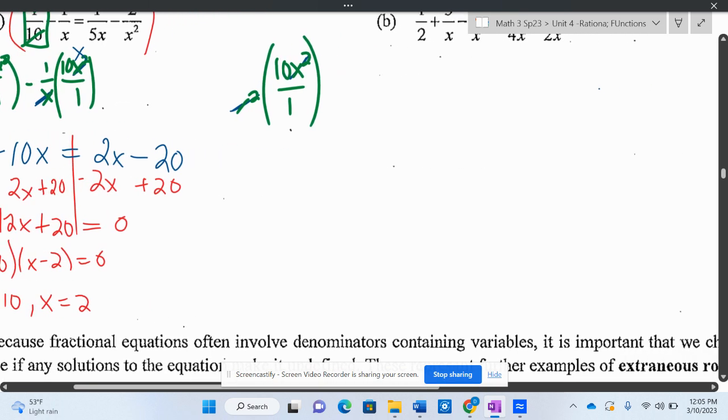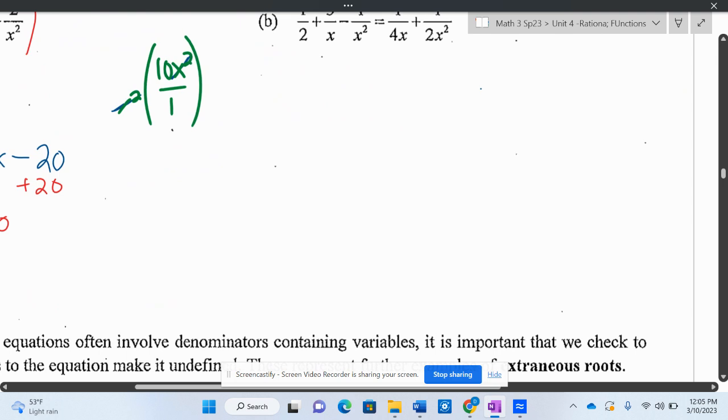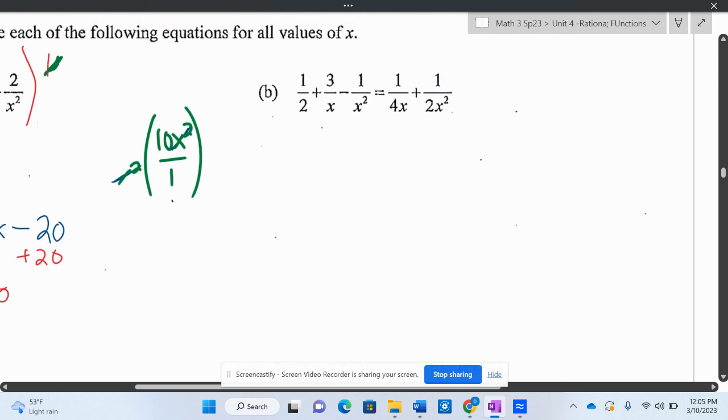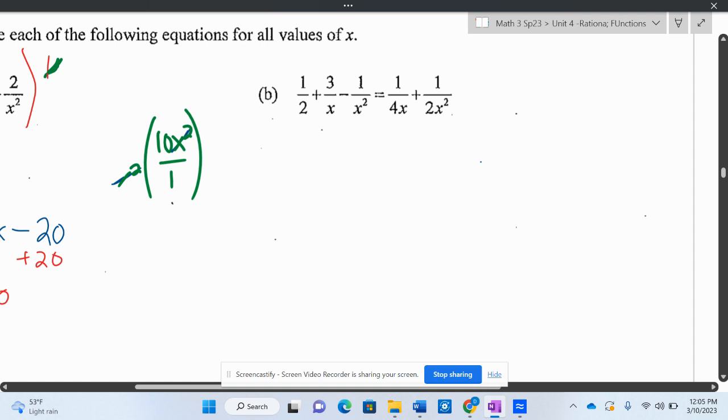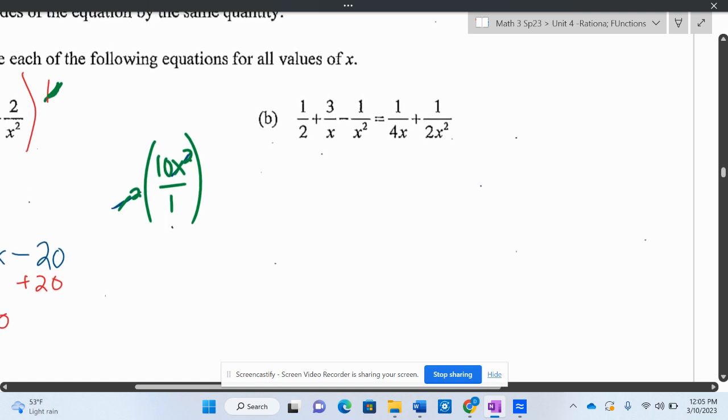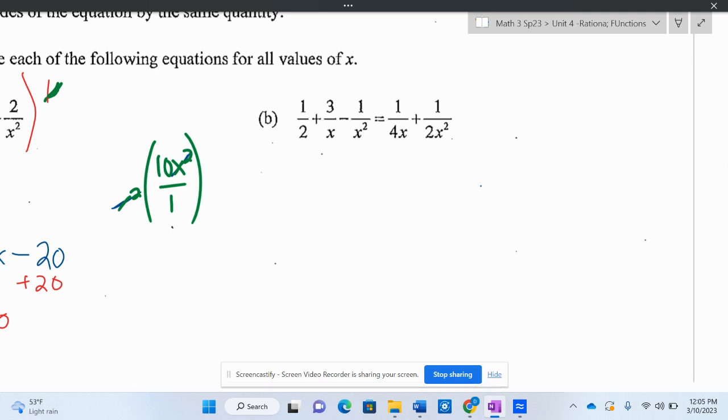Next, let's look at example B. So let's just focus on the constants first. What do I have to multiply both sides by so that I can get rid of the 2 and the 4? What's the smallest number that 2 and 4 both divide? 4, yeah. So I'm going to multiply by the constant 4.